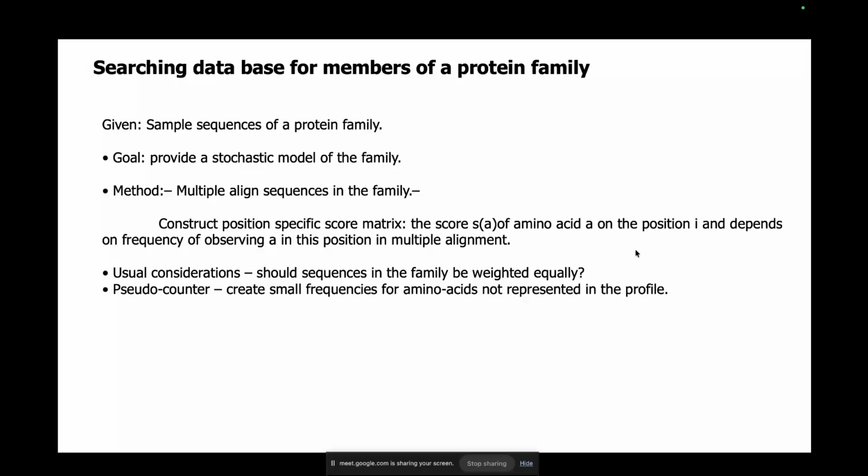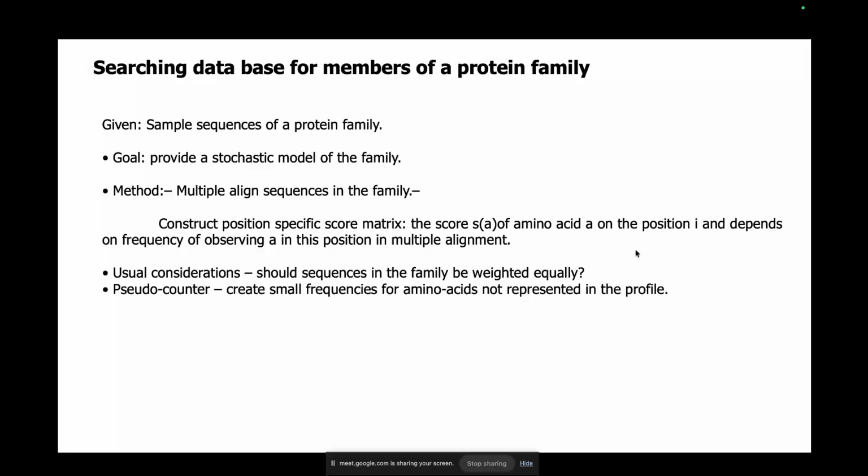Now, say for example, you have sample sequences of a protein family, and you are given a goal. The protein family is a set of proteins of similar functions and similar sequences. Your goal is to provide a stochastic model of the family, a model describing this set of sequences. How do you do that?